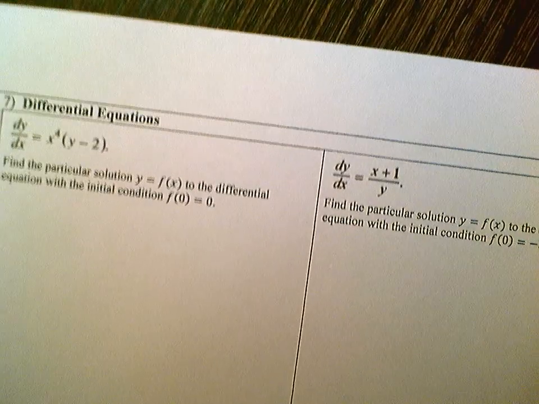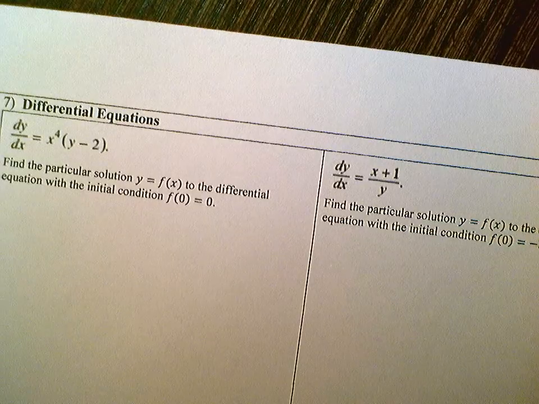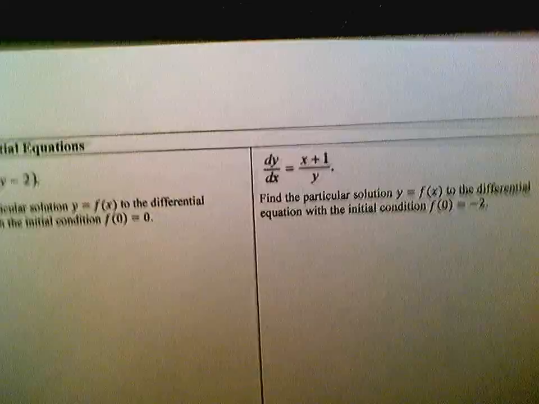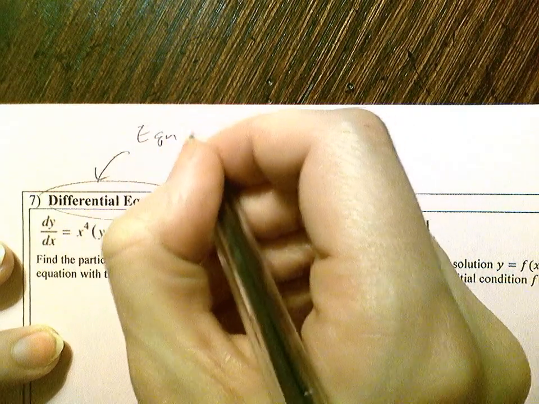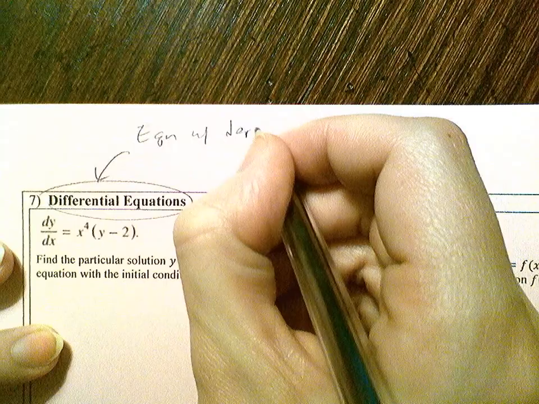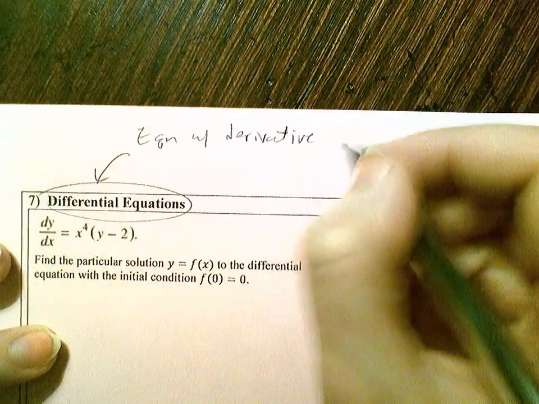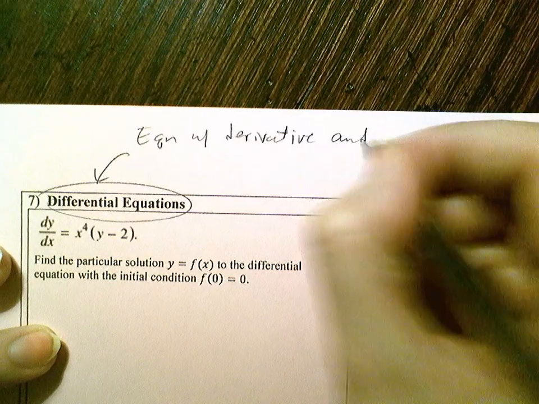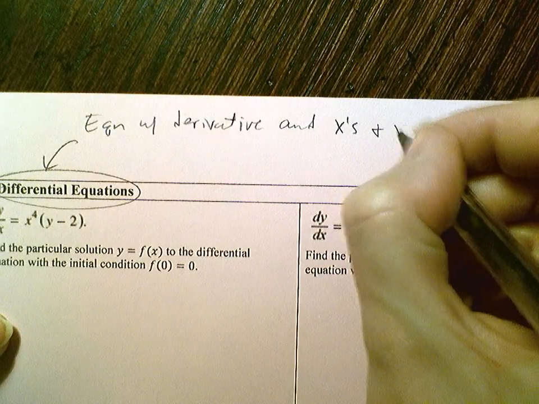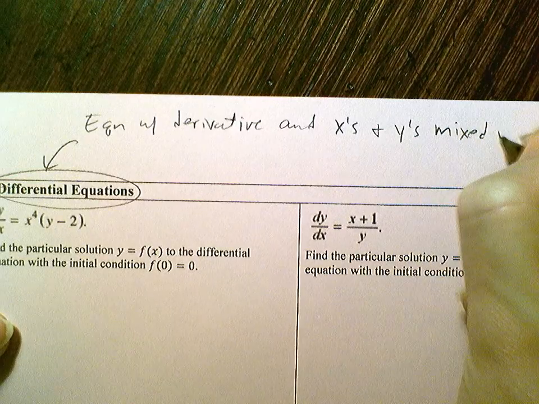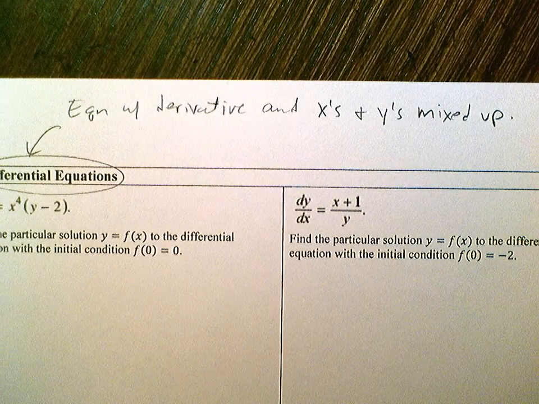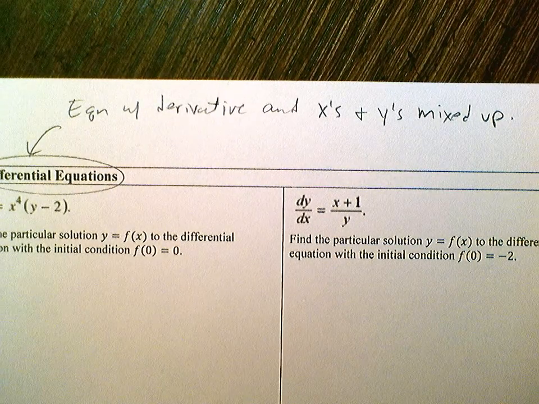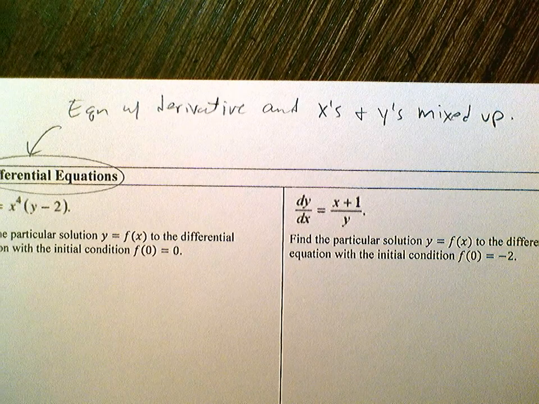Alrighty, so differential equations. What is a differential equation? Let me try to describe it. It's an equation with a derivative, and x's and y's mixed up. So there is a derivative. You know it's a differential equation if there is a derivative already in the equation, and in addition to that, you have x's and y's all mixed up.